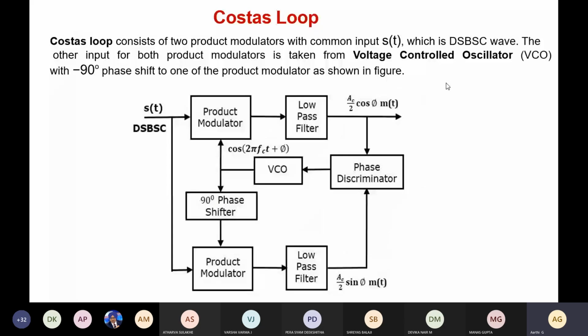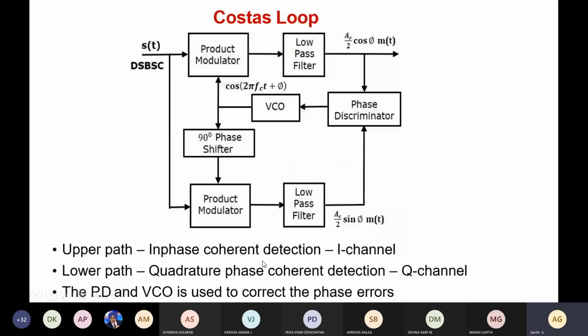Costas loop consists of two product modulators with common input s of t, which is the DSBSC wave. The other input for both the product modulators is taken from the voltage control oscillator. For the other product modulator, the input is 90 degree phase shifted. The upper path is called the in phase coherent detector, the I channel, and the lower path is called the quadrature phase coherent detector, or the Q channel, because we are shifting the phase of the carrier by 90 degrees. So this is the Q channel, this is the I channel. This phase discriminator and VCO, voltage control oscillator, are mainly for the phase error correction.